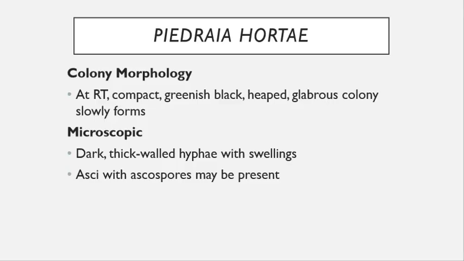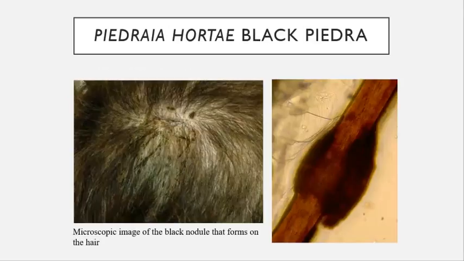For microscopic, what you're going to see under the scope are dark, thick-walled hyphae with swellings. Asci with ascospores may be present also under the scope. Here's a couple of images of the black piedra caused by the Piedraia hortae fungus. This is an image of a scalp, and you can see the nodules on the hairs. Here, zoomed in, this is the hair shaft and the black nodule on the hair shaft.